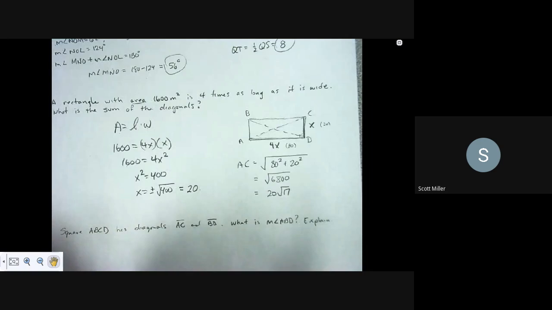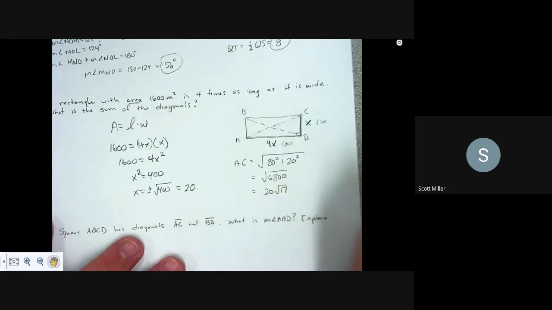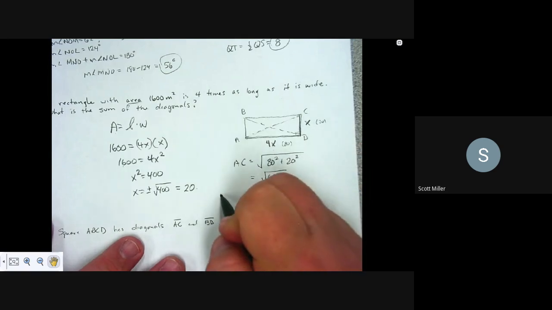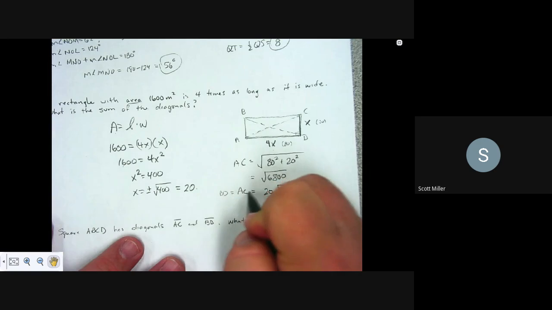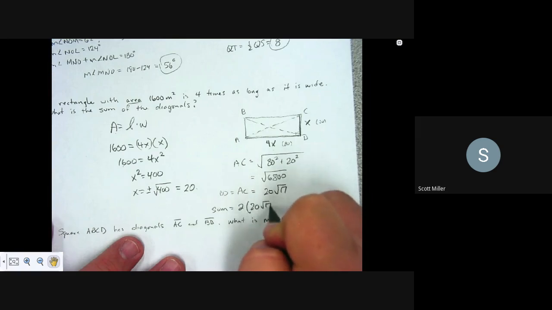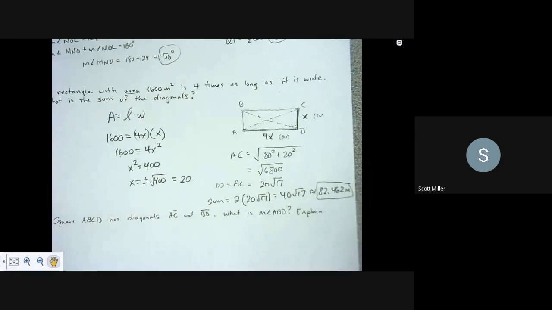And since the diagonals of a rectangle are equal, they are the same length, I know BD is the same value. So BD is AC is that. And so their sum is literally 2 of those, which is 40 times the square root of 17. And then you can use a calculator, like I said, and you should have something very close to 82.462 meters. And so that's how I can do that.